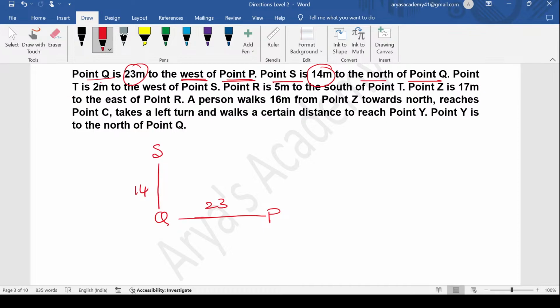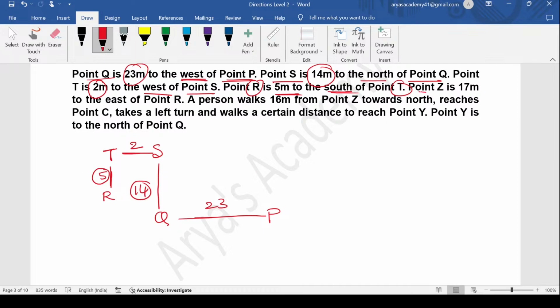Point T. Point T is just 2 meters away and in west direction from point S. If I move just 2 meters from S in west direction, we will actually arrive at another point, that is point T. Fine. Next, point R is 5 meters and that too towards south from point T. So from point T, I have to go for how much? 5. If I go for 5 meters, then I will have another point, that is point R.